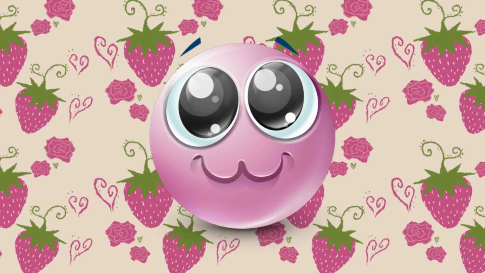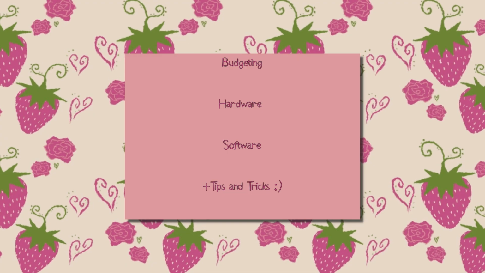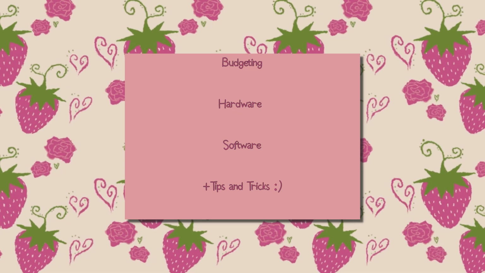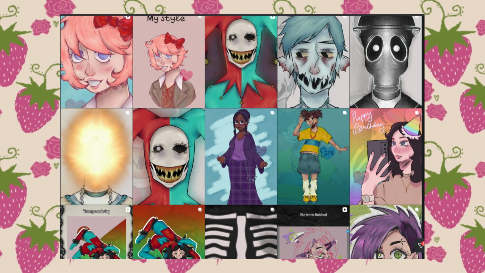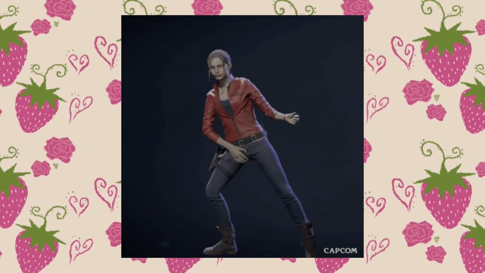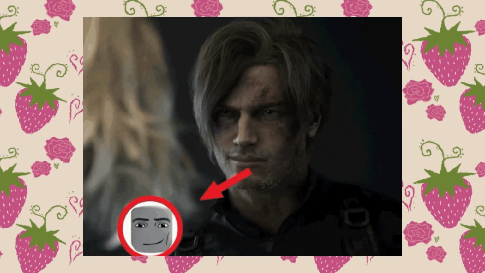So for today's video, I will go through a step-by-step guide on how to get into digital art, including budgeting, hardware, software, and any extra tips and tricks. While my main focus is in 2D illustration, these tips will apply to any art done digitally, so graphic design and 3D will be included, though I'm not the best person to ask about what makes a good 3D design. With all that said, let's start with a budget.